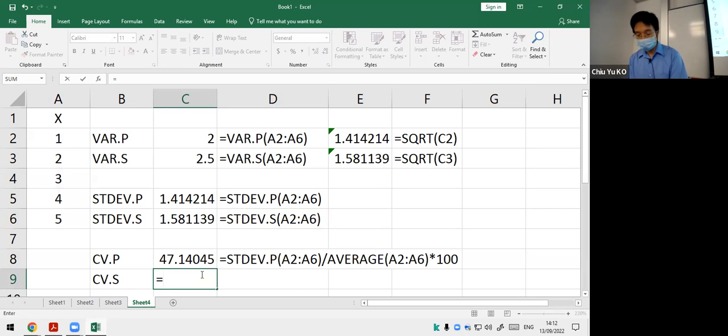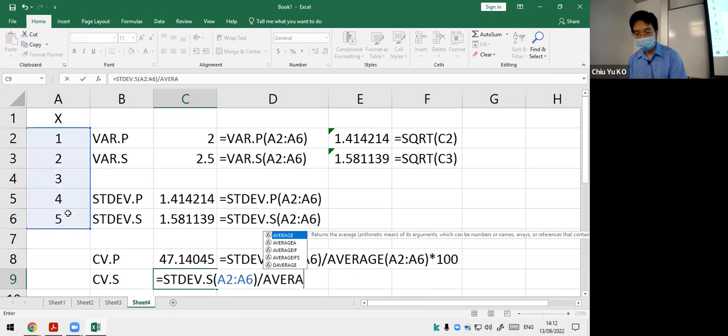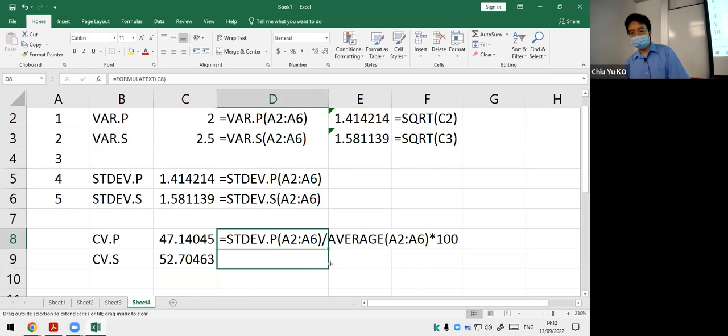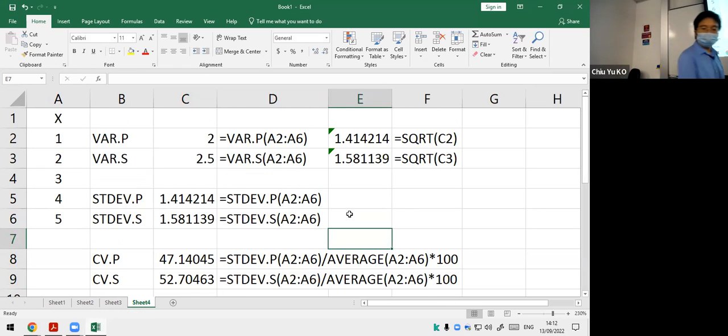This is the coefficient of variation for the population. And for the sample version, you do STDEV.S of this over the average of the whole thing, times 100. So this is how you do the CV, the population one and the sample one. That is how Excel does it. Is that okay?